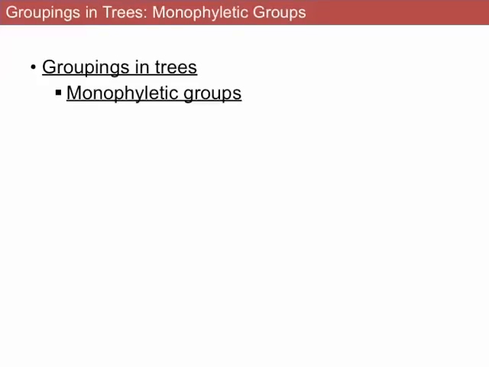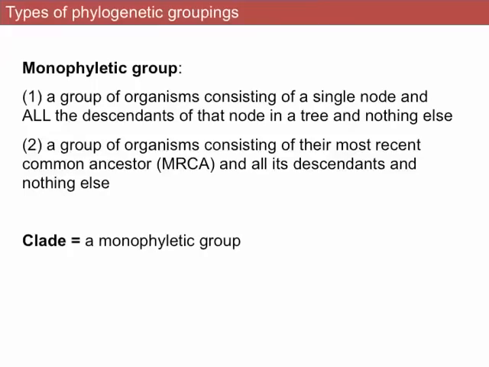So the first thing I'm going to do is go through an example of a term that you will hear throughout the class, which is monophyly, or monophyletic groups. A monophyletic group, I've defined here in two ways, is a group of organisms consisting of a single node in the tree. So go anywhere in the tree and pick a single node. Then take all of the descendants of that node, and the node itself, and nothing else. That is a monophyletic group.